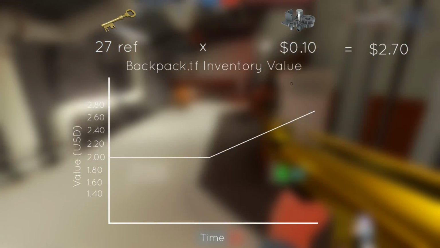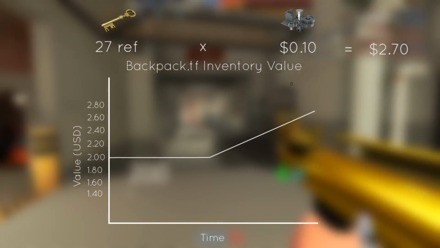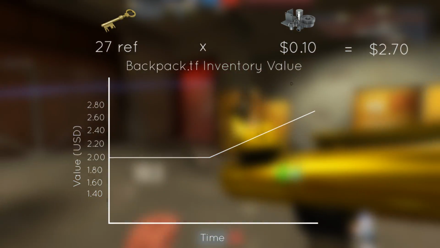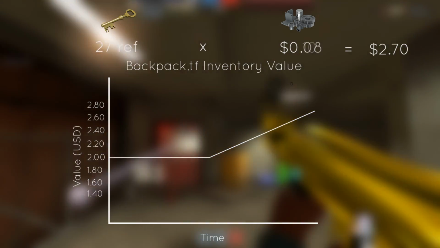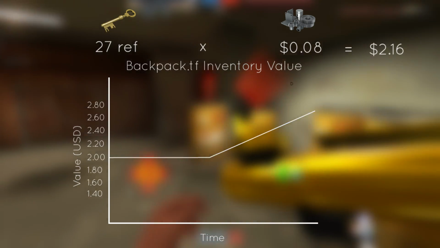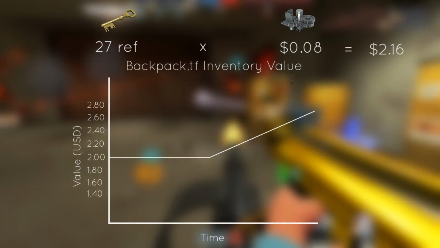Fortunately, when keys start to get this valuable on Backpack.tf, a price suggestion on refined is usually passed, be it after a long time of sitting open, lowering the monetary value of refined. Let's assume the refined metal gets repriced to 8 cents. Then the backpack value should go down to $2.16, right? Well, yes and no. And this is where stuff starts to get really weird.